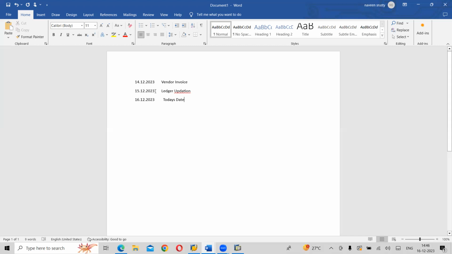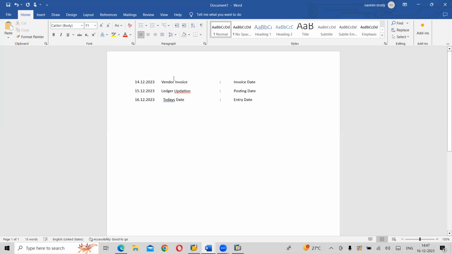When do we need to process this invoice? On the 15th. But when are we processing? On the 16th. So what are these different dates? The vendor invoice is nothing but your invoice date. And what is this? It is supposed to be entered on the 15th of 12th, so this is nothing but your posting date. But when are we entering? On the 16th of December, that is nothing but today. So it is considered as the entry date. Understood? See, three different dates.